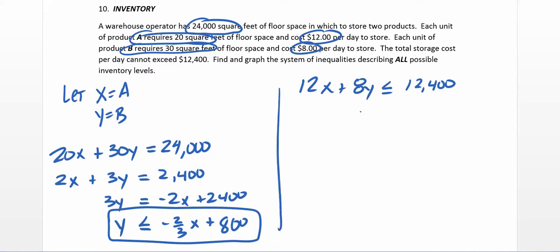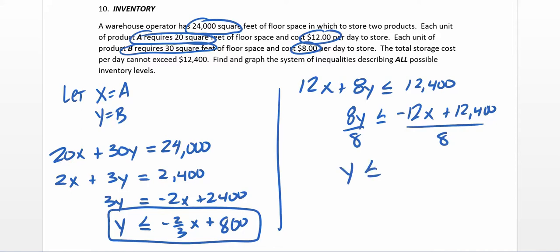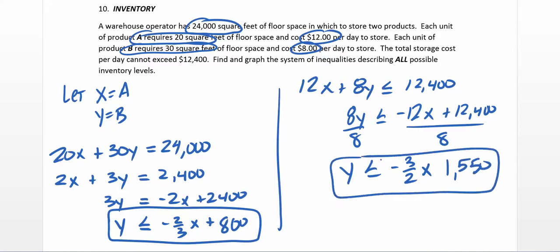Now, I also have one for this one. So I'm going to have 8y is less than or equal to negative 12x plus 12,400. I'm going to divide each side by 8. Okay, so I end up with y is less than negative 3/2 x, and then 12,400 divided by 8 is 1,550. Okay, so I have these two inequalities here that I want to graph on the graphing calculator.